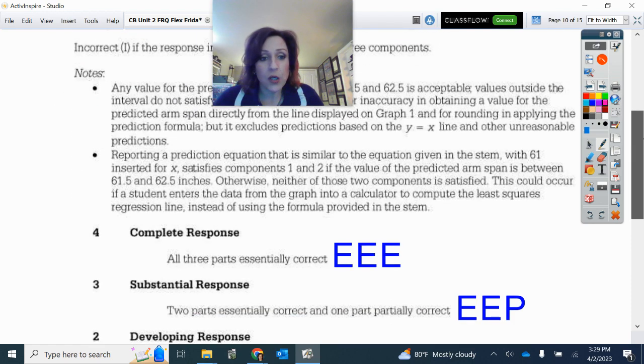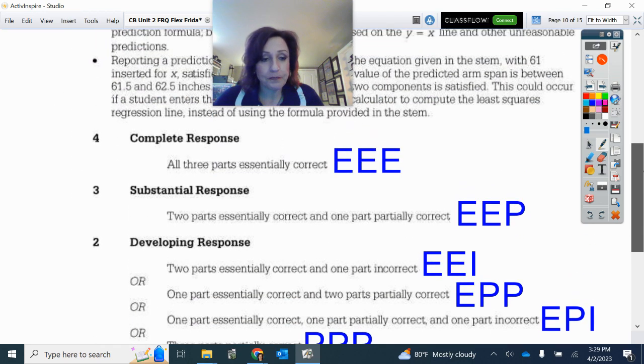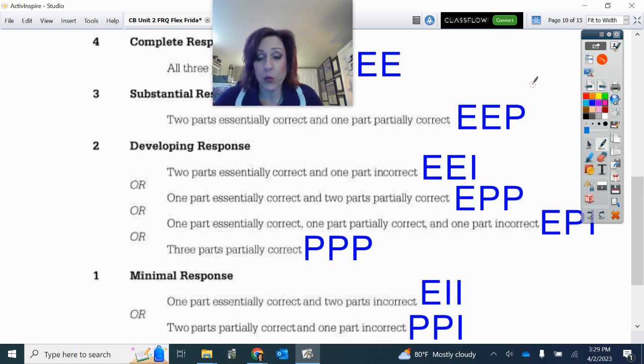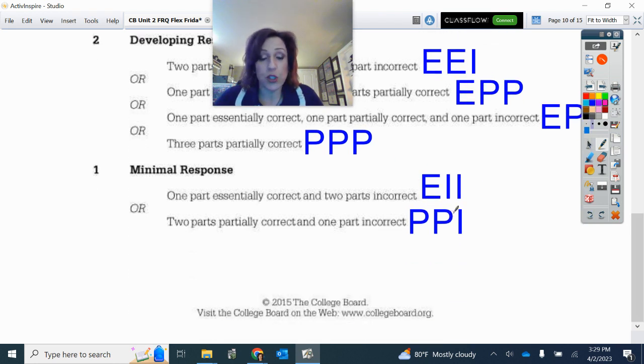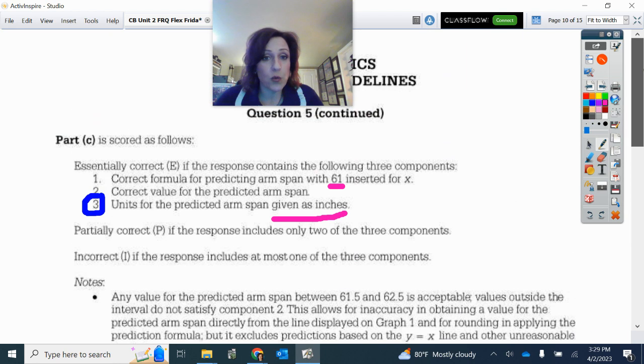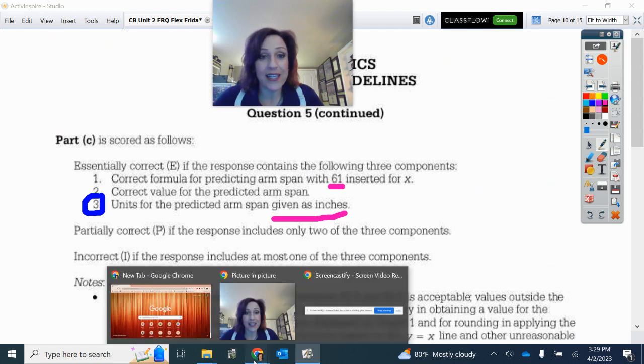Okay. All right. So of course, here are your scores: EEE for a 4, EEP for a 3. Here are all the 4 ways that you can get a 2, quite a few: EEI, EPP, EPI, PPP. And then, of course, just one E or 2 Ps for a 1, which is considered minimal. All right, so that is your 2015 problem number 5 explained in the grading guidelines.